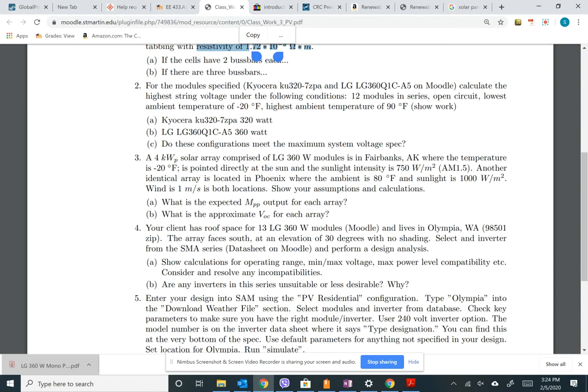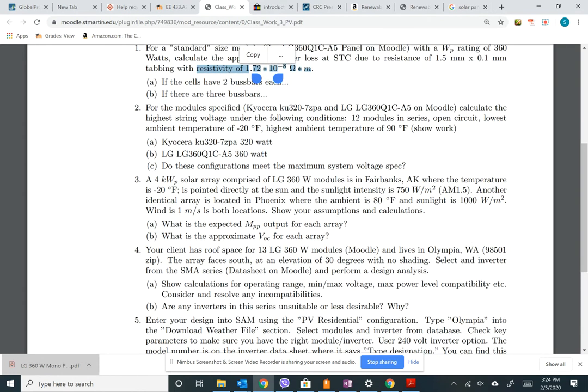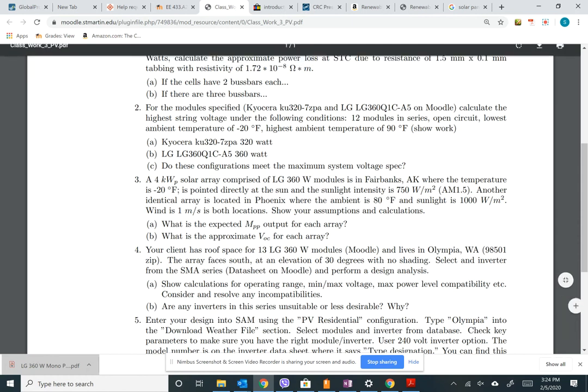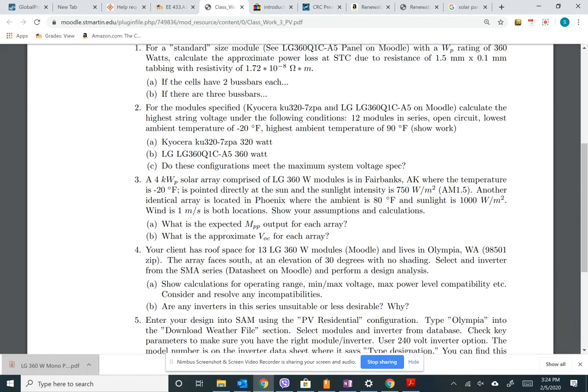Okay, so number 2 kind of has to do with that. It says for modules specified, so you have Kyocera and you have your LG. Both of those are in the folder that says week 3, Resources. It says calculate the highest string voltage under the following conditions. You have 12 modules in series, open circuit, lowest ambient temperature, highest ambient temperature, and you're supposed to show your work. Okay, what does all of this mean?